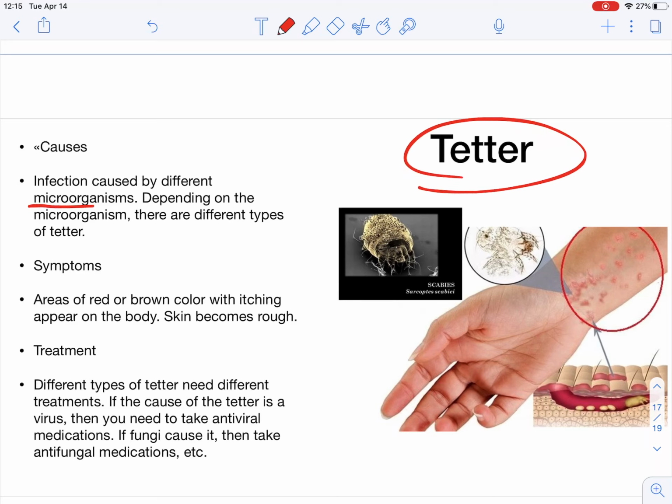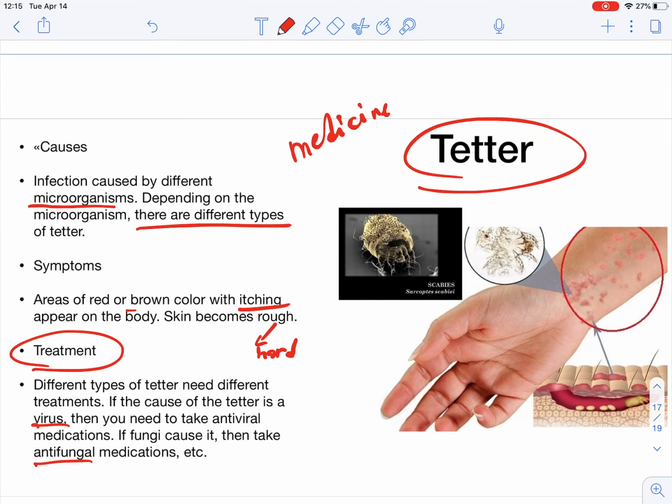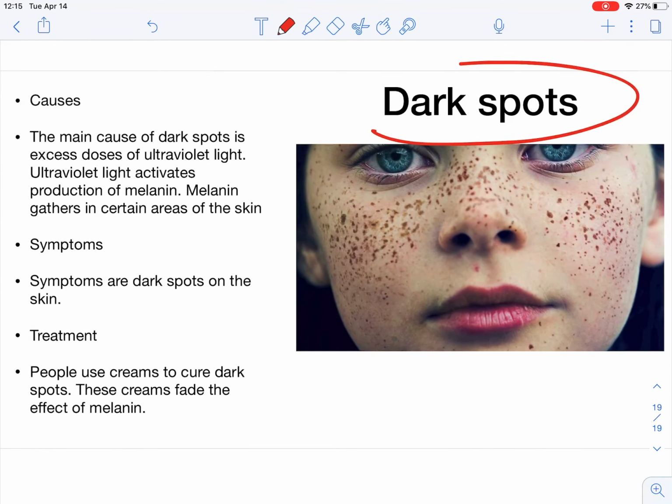Then ringworm. It is caused by microorganisms. There are different types. Symptoms: areas of red or brown color with itching appear on the body. The skin becomes raw and hard, not smooth. The treatment is to use some antibiotic that kills the virus or fungi. It means that you have to use some medicine.